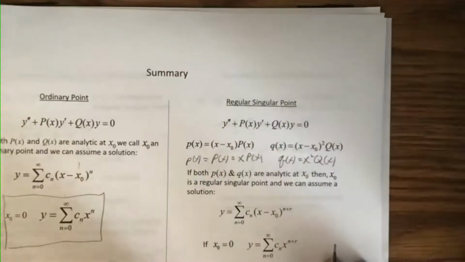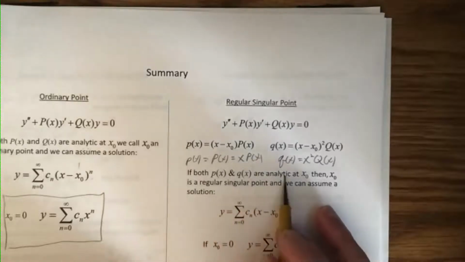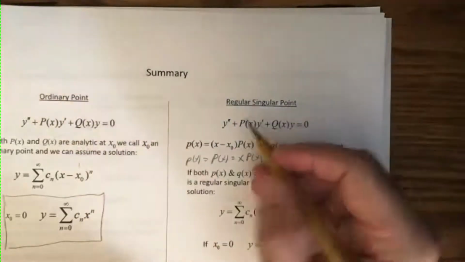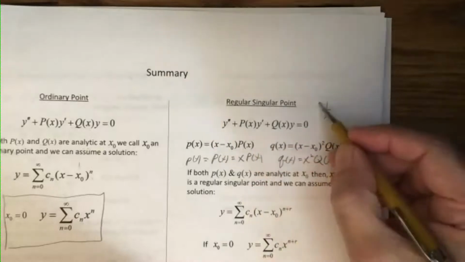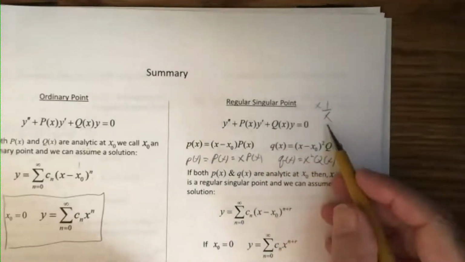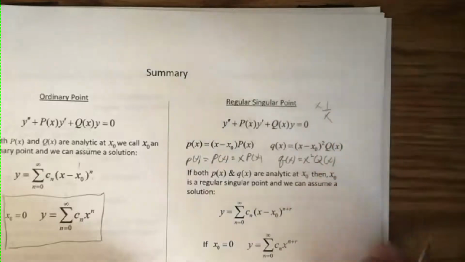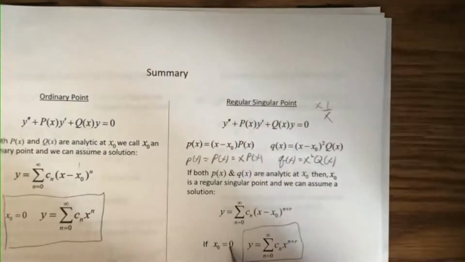Okay, so if both this little p and little q are analytic, basically what we're doing is reducing. If this is x here, this is 1 over x. I multiply by x, that makes this a regular singular point. If this is my regular singular point, then we can assume a solution of this form, if x of 0 is equal to 0, which is what we're going to be doing.